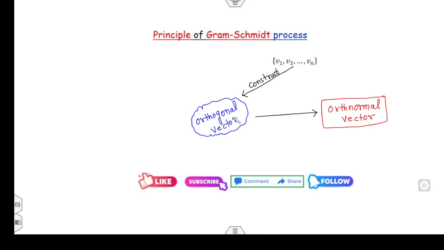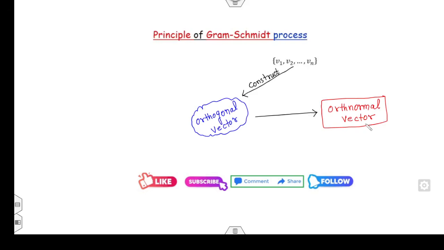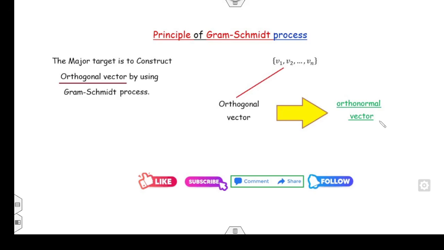Once we construct the orthogonal vectors, then I can utilize the previous definitions of the orthonormal definition. I can divide it by its norm and then construct the orthonormal vectors. So my target is to construct the orthogonal vectors from the given set of vectors. And that's the basic principle or the target of the Gram Schmidt process. Once we can construct the orthogonal vectors, then we can easily convert it into the orthonormal vectors.